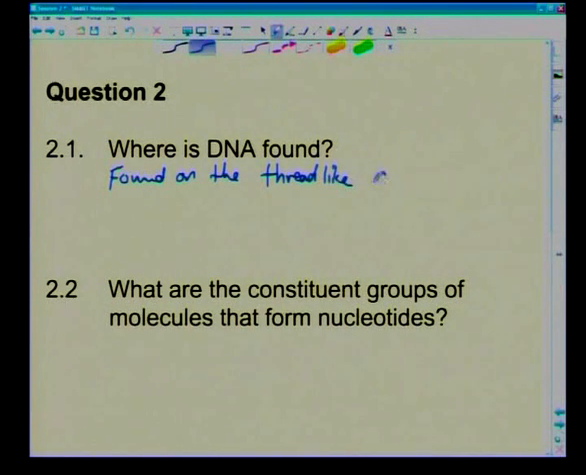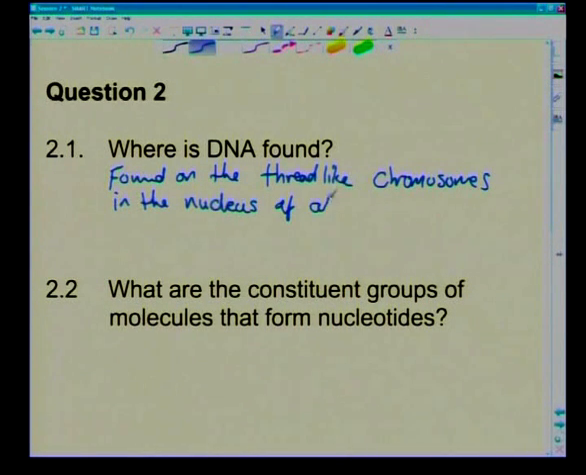On the thread-like chromosomes. Now if you didn't say thread-like, you wouldn't have lost a mark. But on the thread-like chromosomes in the nucleus of all living cells. And living is what's also very important.